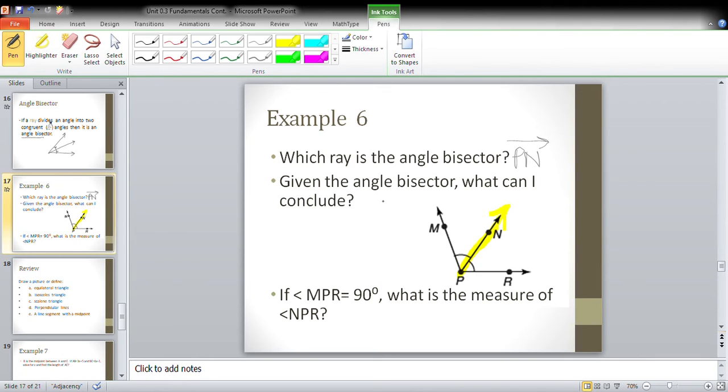Given the angle bisector, what can I conclude? Well, it's an angle bisector, so we can conclude that this angle is the same as this angle. So more specifically, I can say angle MPN is congruent to angle NPR, right? Angle bisector, congruent angles. The last question says, if MPR is 90 degrees, what is the measure of NPR? Well, MPR is the big angle. So if the big angle is 90 degrees, we'll cut it in half because now I have 2 congruent angles. So 45 degrees is my angle measurement.